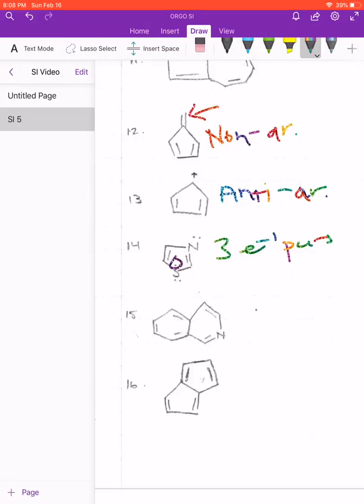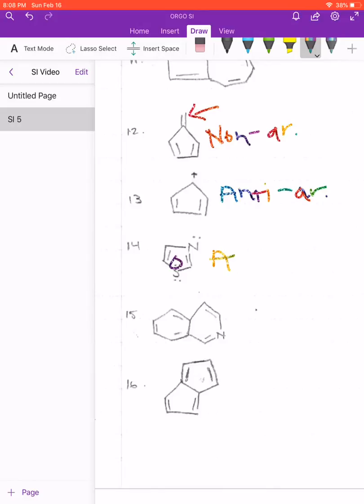That's good. But then, does it satisfy Huckel's rule? So 3 electron pairs means it's 6 electrons. And like we stated before, Huckel's rule, 4n plus 2, if you plug in 6 here, then you have 4n equals 4 when you subtract 2 from 6, and you get that n is a positive integer. So that's good. It does fulfill Huckel's rule. So the molecule in number 14 is actually aromatic.